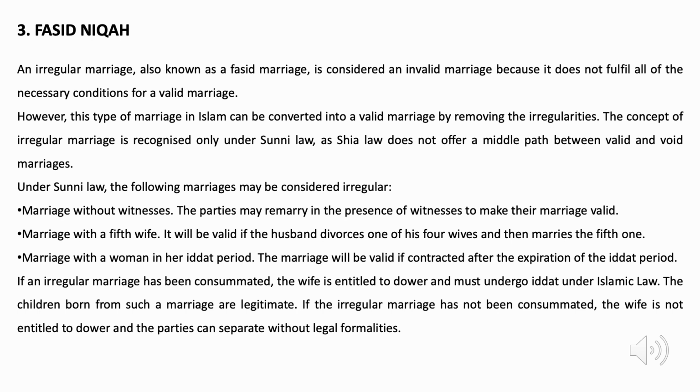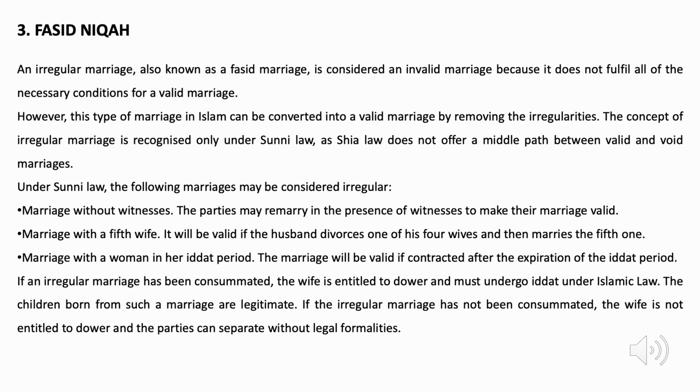Next, we have Fasid marriages, which are irregular marriages. These marriages are considered invalid because they do not completely fulfill the required prerequisites. However, they can be converted into valid marriages by removing those irregularities. This is recognized only under Sunni law and Shia law does not recognize this.